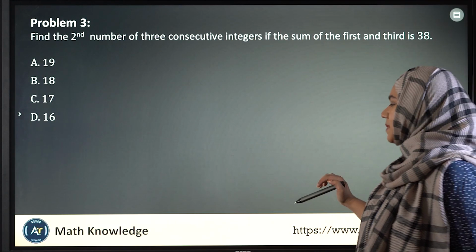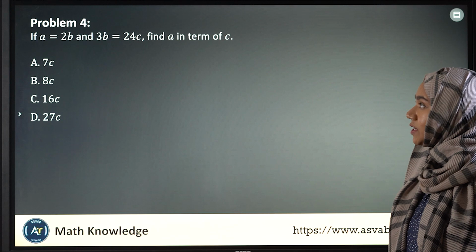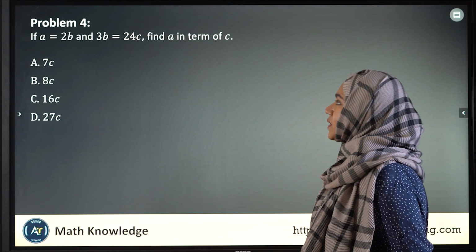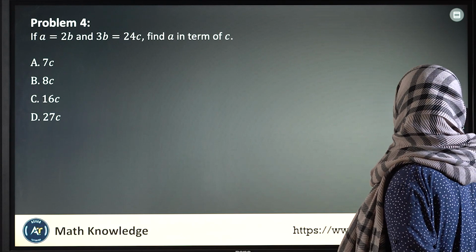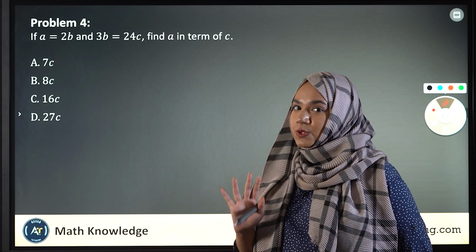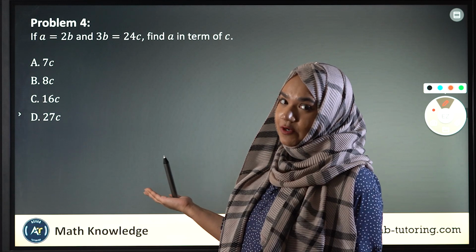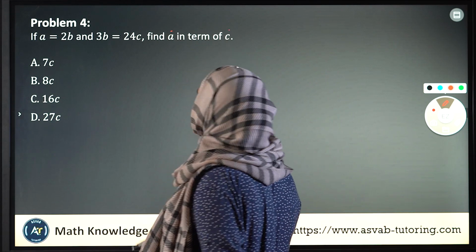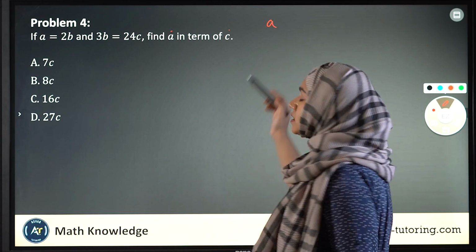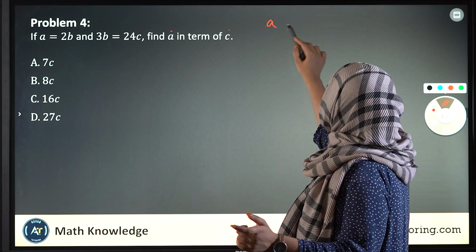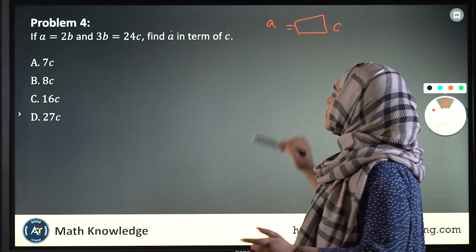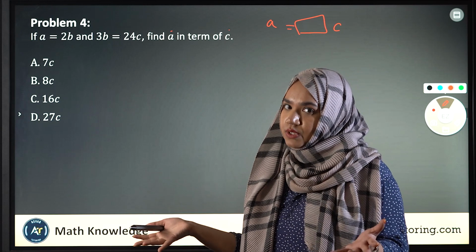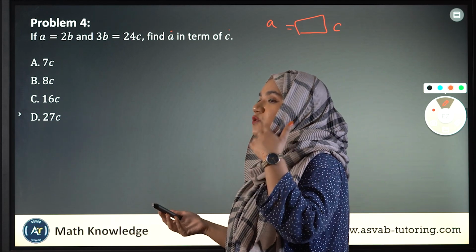Is this answer also going to be B? Let's see. So for number 4, we have A equals 2B and 3B equals 24C. Find A in terms of C. All right. Let's properly do it together, okay? We never know. It can also be some other option. So we need to find A in terms of C, which means A has to be on the left, equals, there has to be something in the middle, and then there has to be C. So is there any letter B in the answer that is required? No, there's not, right? Which means that B needs to be eliminated.